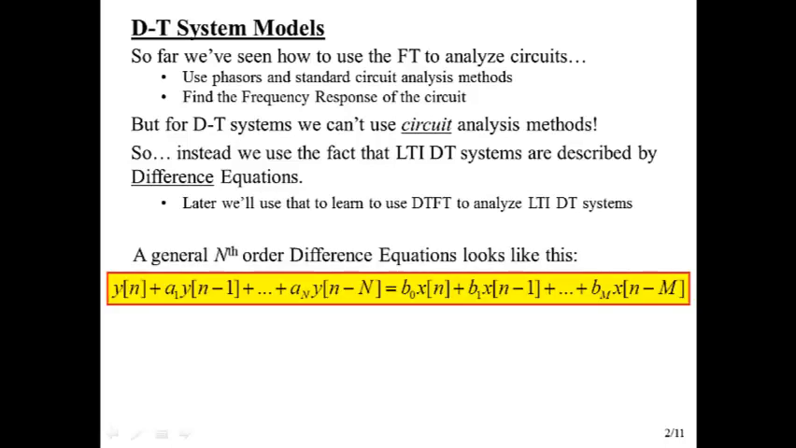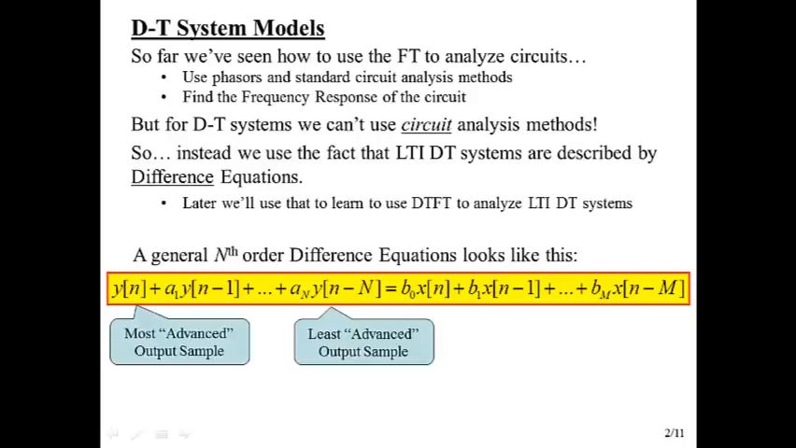So just a reminder, here's what a general nth order difference equation looks like. So we just have terms like y of n minus 1, all the way down to y of n minus n, where y is the output signal. And over on the other side, we've got x of n minus 1, all the way over to x of n minus m. X is the input signal, and we see that we have a coefficients on the output side and b coefficients on the input side. So that's the structure that we need to focus on.